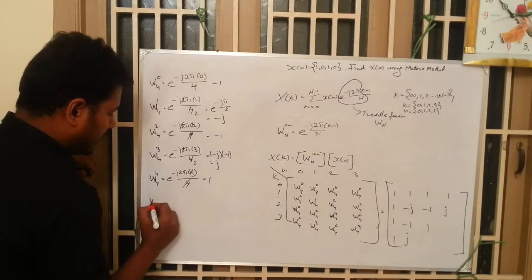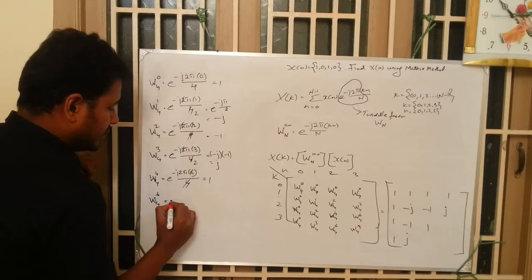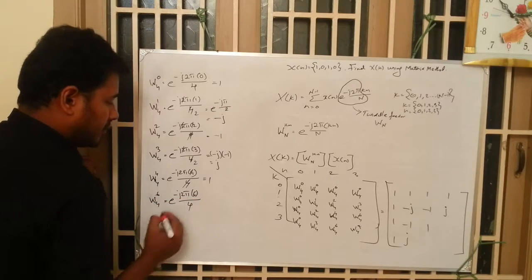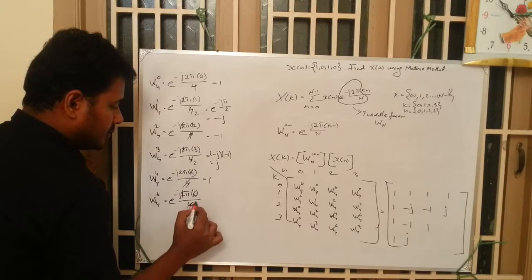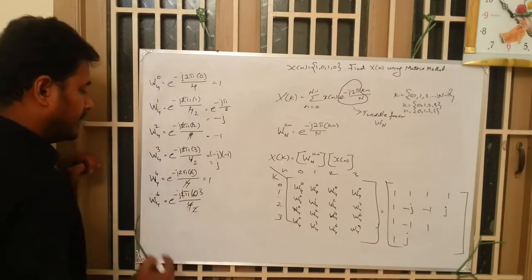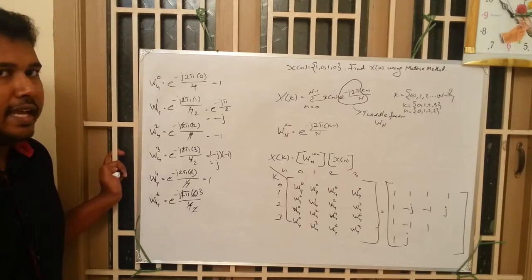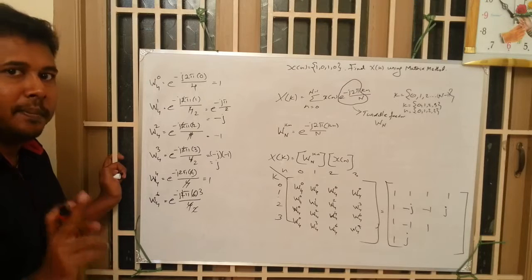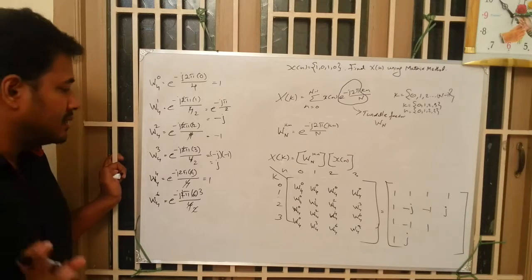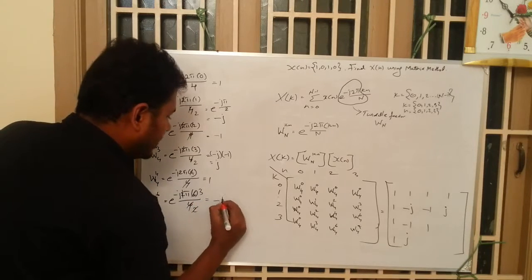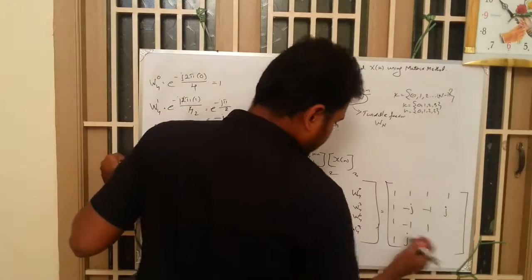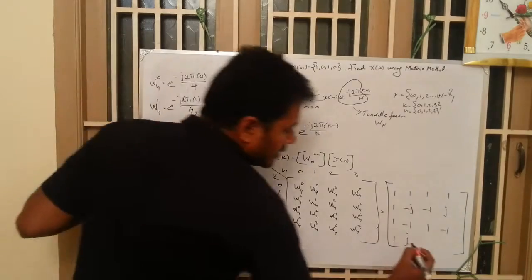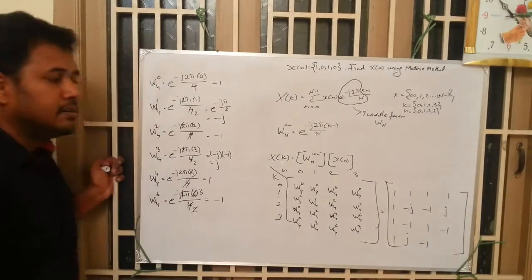Next, W base 4 power 6. E power minus j 2 pi into 6 by 4, which is e power minus j 3 pi. Cos 3 pi minus j sin 3 pi. Cos 3 pi is minus 1, sin 3 pi is 0, so it is going to be minus 1. So W base 4 power 6 is minus 1, and we also have W base 4 power 6 here. We can write it like minus 1.